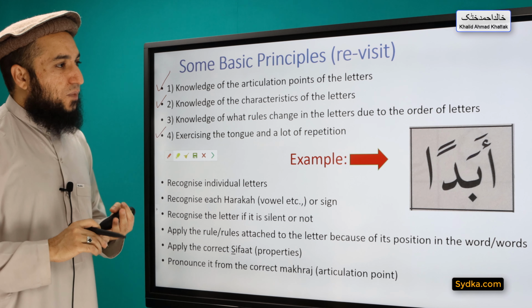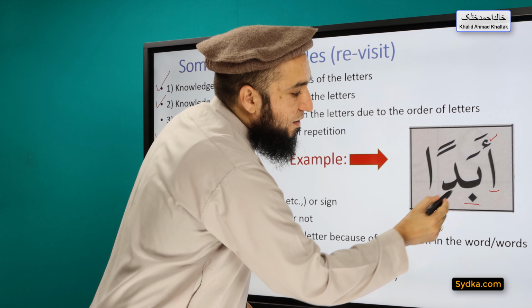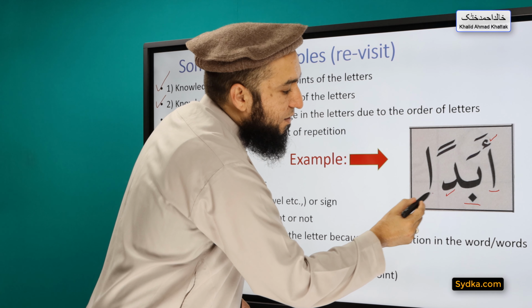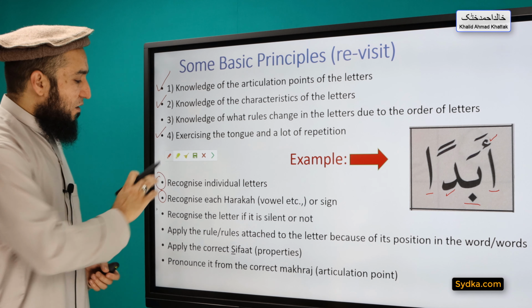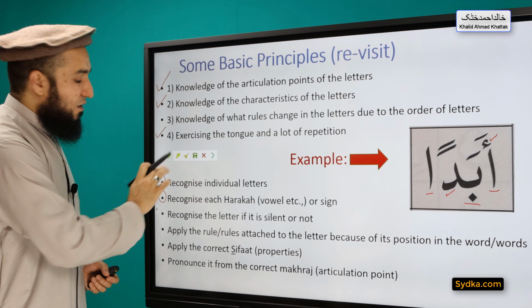So the first one is recognizing individual letters. If we go to here, the first one is alif, second one is hamza, third one is ba, next one is dal, and the final one is alif. So we recognized individual letters, step one. In step two, we recognize the harakat that are used. So the harakat, or the signs, would be here. That's fatha, fatha, fathatain. So we recognize the harakat.